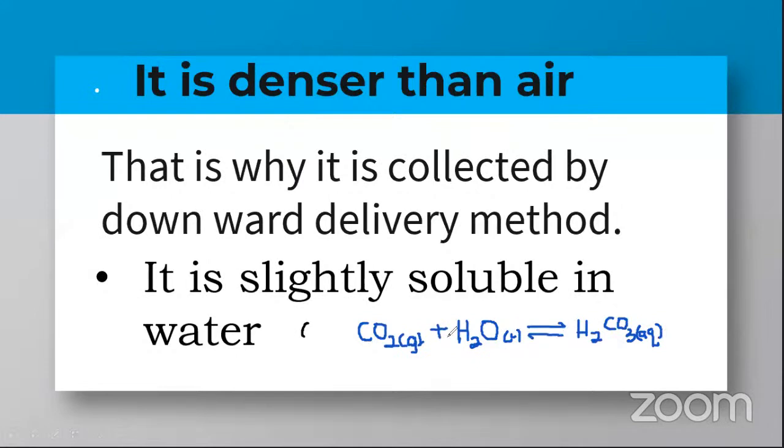So this is what happens when the gas, carbon dioxide, is dissolved in water. So it is just in water. Only a small percent dissolves in water. This equation might be missing in this presentation, but it will be part of the notes. So in case you see it there, that is what happens. We form a weak acid, which is carbonic acid.